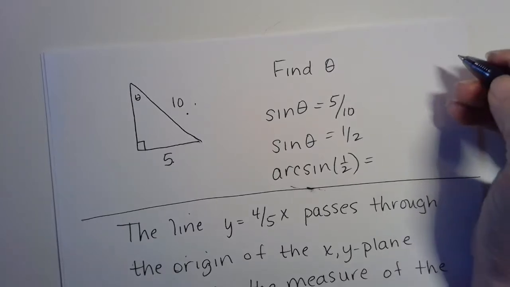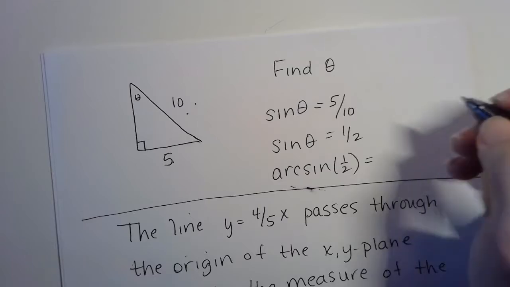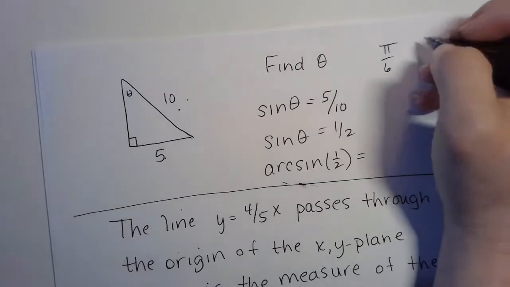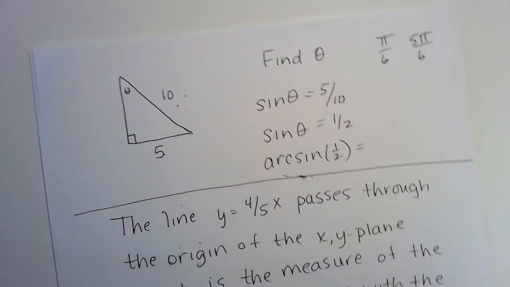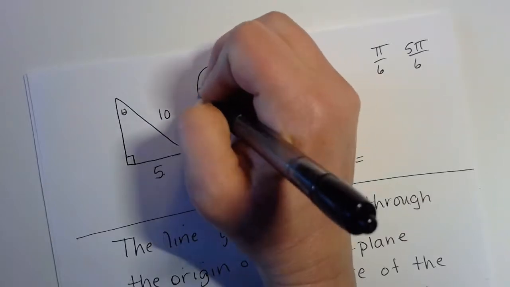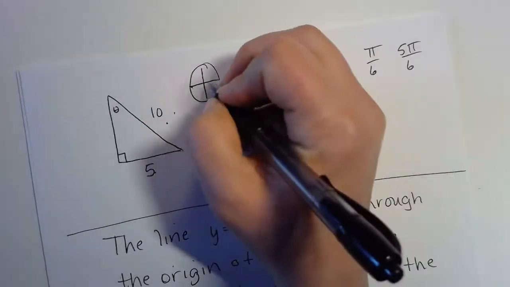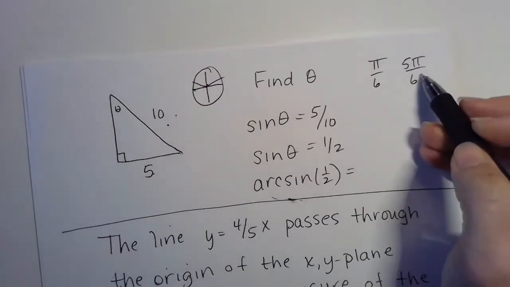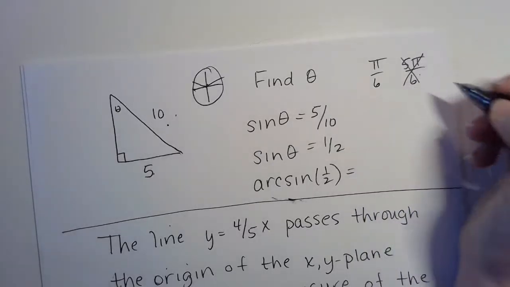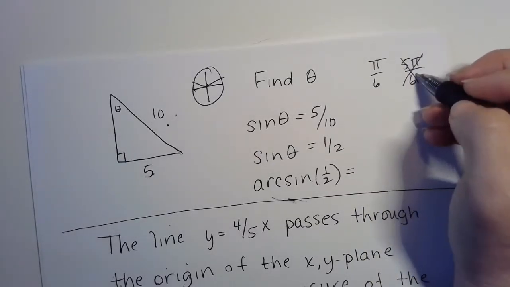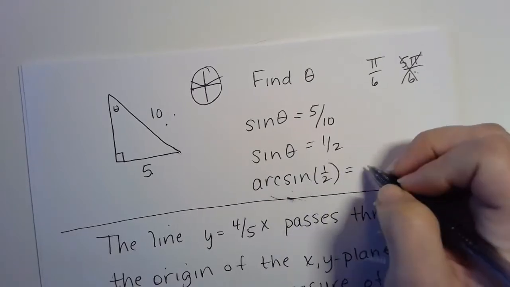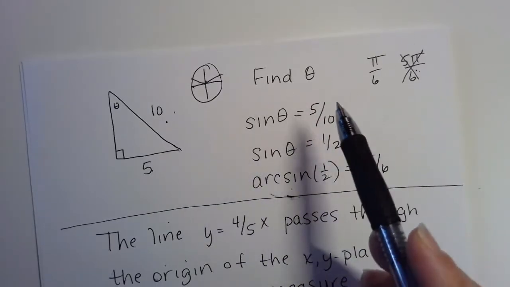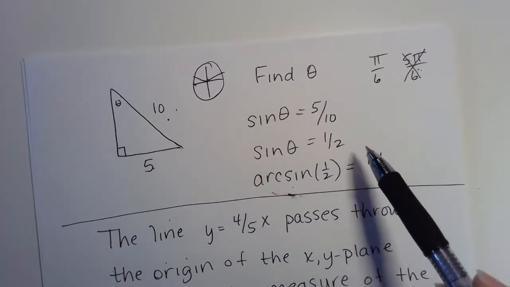Now I know that there are multiple places where the sine of theta is 1/2, right? So sine of theta is 1/2 at pi over 6, and it's also 1/2 at 5 pi over 6. If I think about my unit circle, let me draw a little one. My sine, or my y value, at pi over 6 here will be positive, and my y value over here will be positive. But I know it can't be this one because that is outside of the domain of arcsine. So it has to be pi over 6. There's no ambiguity here because we have restricted the domain, so there can only be one answer. So my answer is in fact pi over 6.